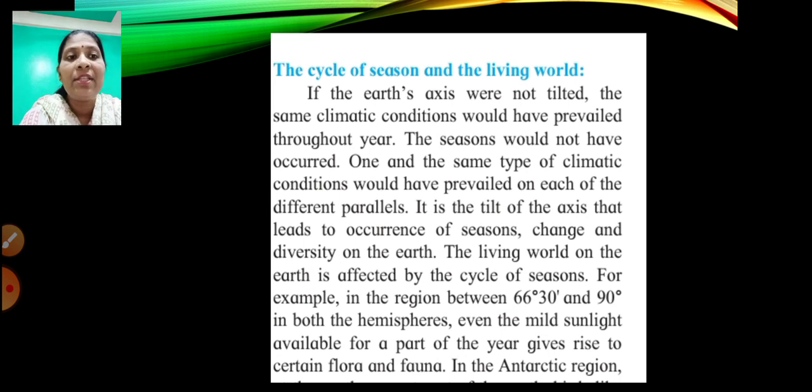For example, in the region between 66 degrees 30 minutes and 90 degrees in both the hemispheres, even the mild sunlight available for a part of the year gives rise to certain flora and fauna. This is the region towards the polar regions. As we all know, they have 6 months of 24-hour daylight, whereas for the remaining 6 months it is night over there. Flora means the plants and fauna means the animals over there, isn't it? All this is possible because of the tilt of the axis of the earth, which leads to different seasons.